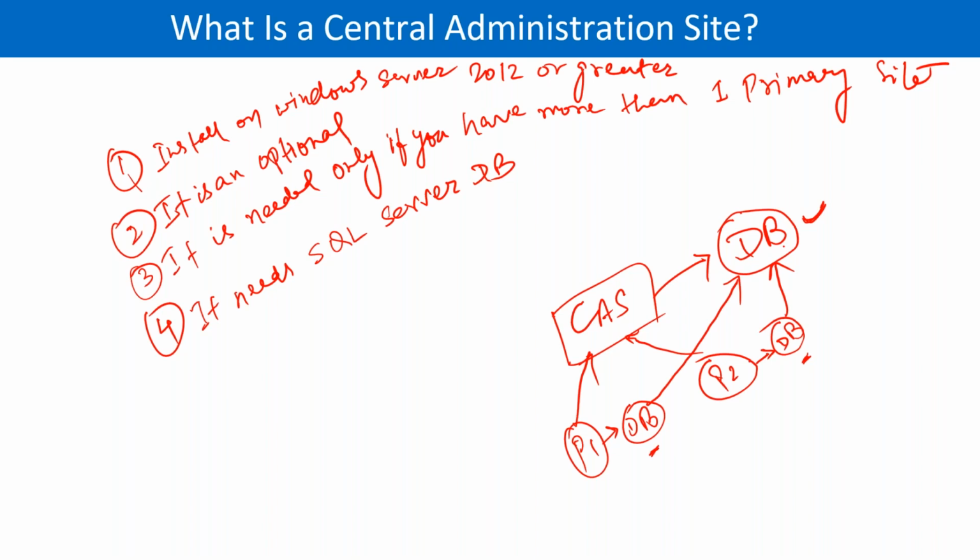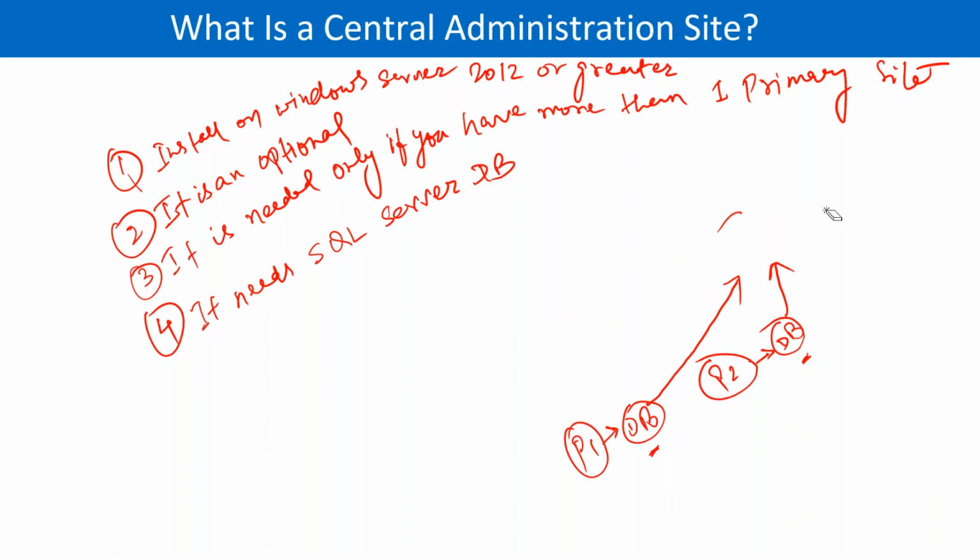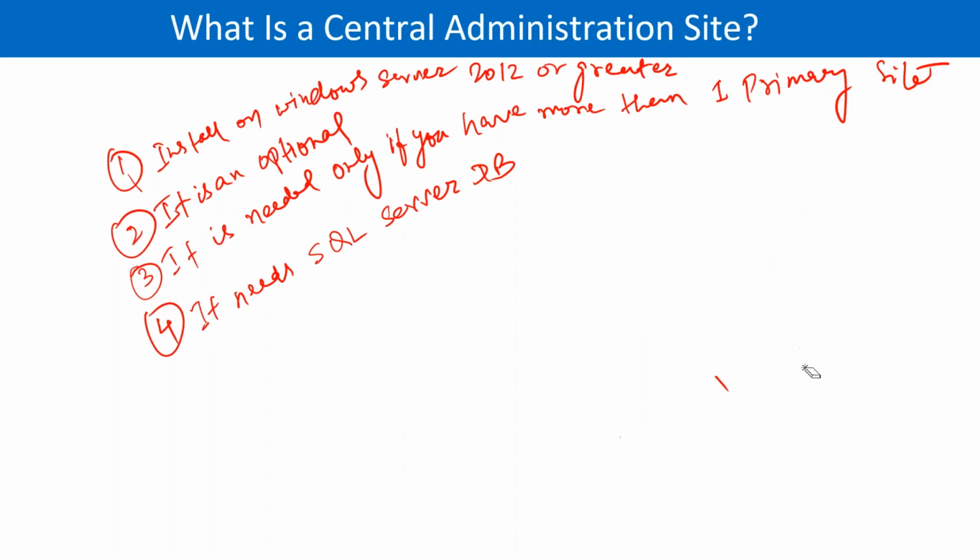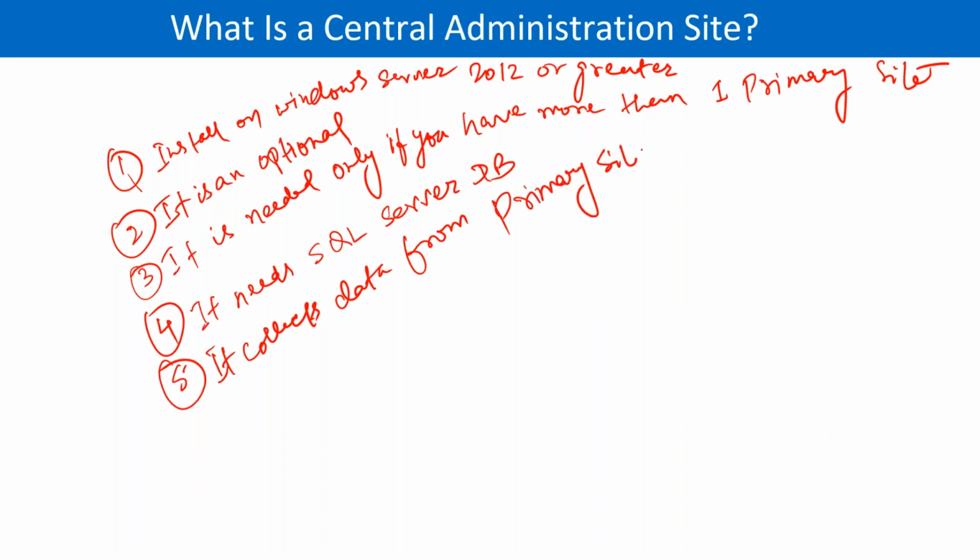Okay, clear? Yes. So this is the server side architecture I'm showing you. Later on we will do the practical, so things will be clearer at that time. So it needs a SQL Server database. Point number 5, it collects data. From where does it collect data? It collects data from the primary site database. Understood?